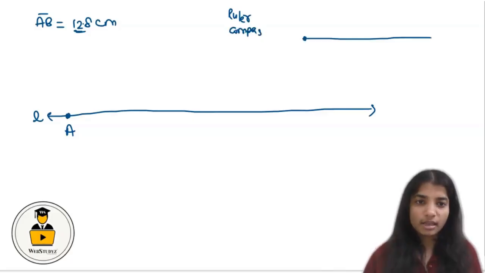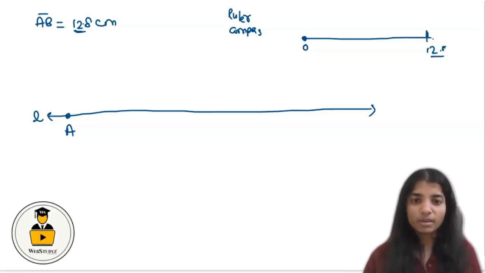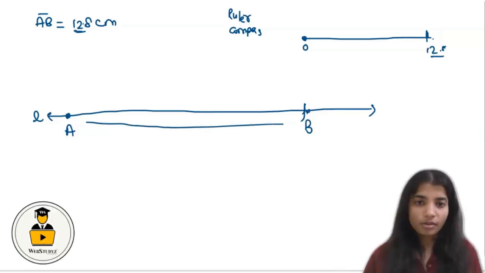So let's say this is our ruler, this is the point 0, and let's say this is the length which is 12.8. So we are going to place the tip of the needle of the compass at point 0 and we have to open our compass till 12.8. Now using that open compass, we are going to place the needle of the compass at A and draw the arc. Let's say this is the arc, let's say this is the point B, and from here we get the length AB, which is equal to 12.8 centimeter.